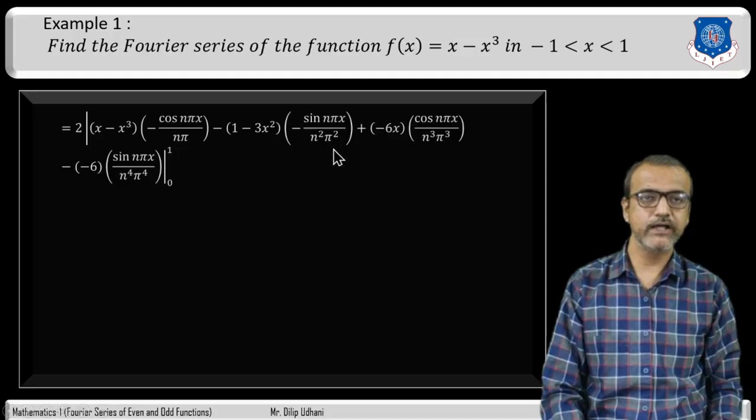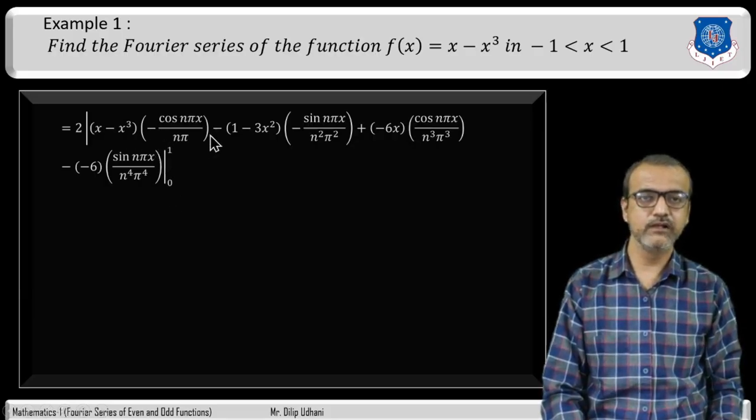And already we have n square pi square over here, and if you multiply it by n pi, it will become n cube pi cube. Then again integrating this term, the integration of cos n pi x is sine n pi x upon n pi, and already we have n cube pi cube over here, so it will become n to the power 4 pi to the power 4, and we have to keep alternate signs, positive, then negative, positive, and finally negative, and the limit is from 0 to 1.